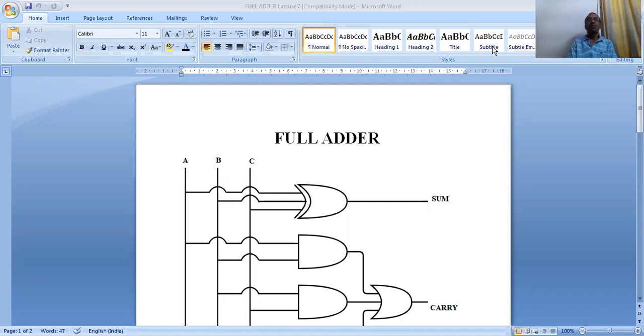Today we are going to discuss full adder. Full adder is used for the addition of three digits A, B, C. These three digits we are going to add by using three binary numbers which are given in the truth table. Before you see the construction of the full adder.